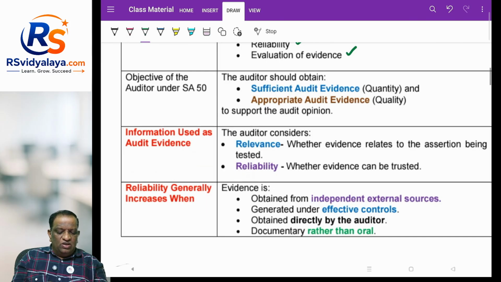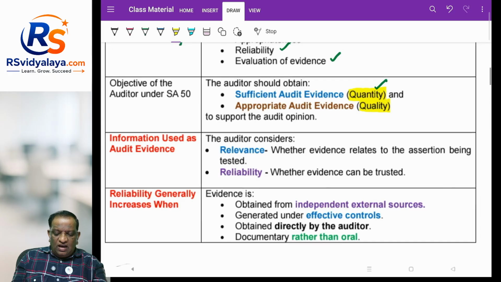Then let's move on. What is the objective of the auditor? As I said, the objective of the auditor is simple: to gather that evidence which is sufficient and appropriate. Then what do I mean by sufficient? Sufficiency refers to quantity, and appropriateness refers to quality.